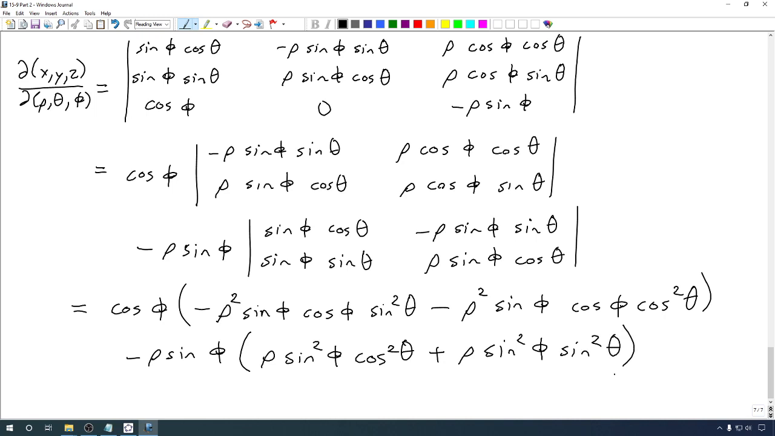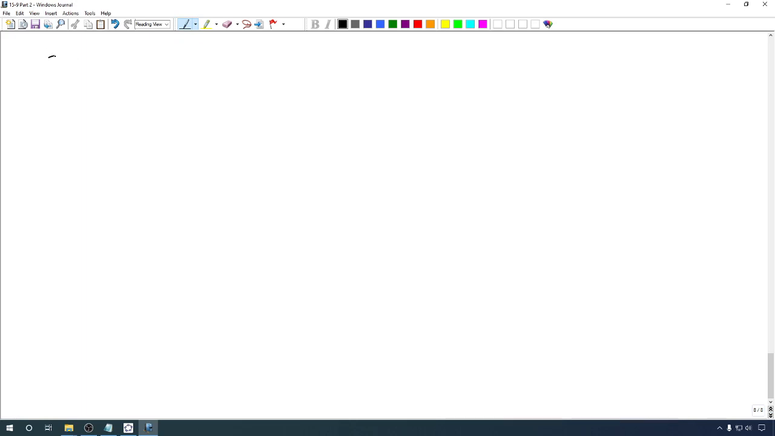And now we want to see what can simplify. The first thing to note here is inside this parentheses, we have a negative rho squared sine phi cosine phi in both of these 2 terms. If we factor that out, if we pull all that out, we end up with a sine squared plus a cosine squared. That turns out to be a 1. But we have to remember we're taking this cosine phi times all that stuff. So we'll end up with a negative rho squared.